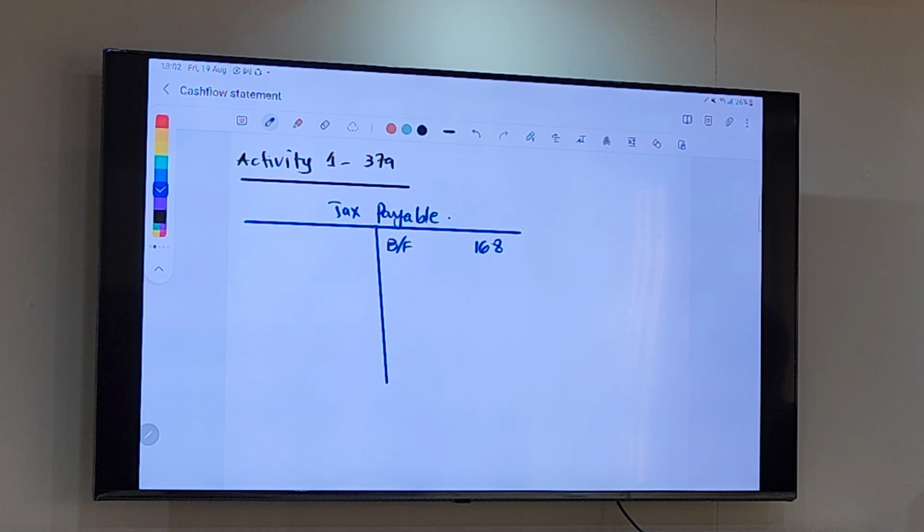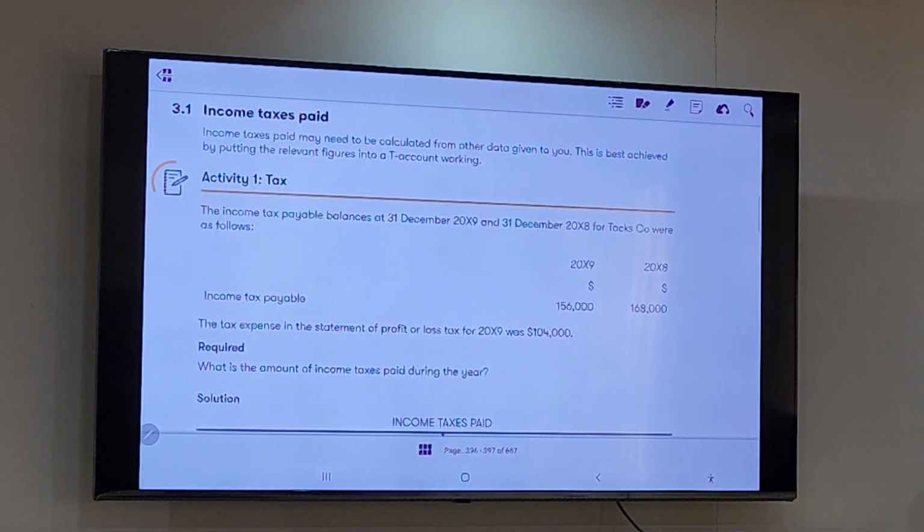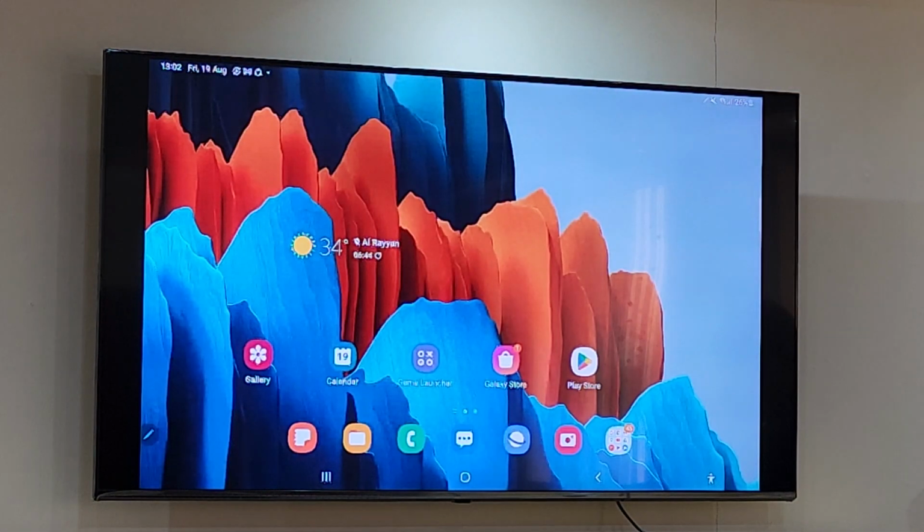Last year's expense for this one, 160. When we closed the last year, 2018, we debited the expense and credited the payable. No, I think you are a bit confused in this one. No, not like that.